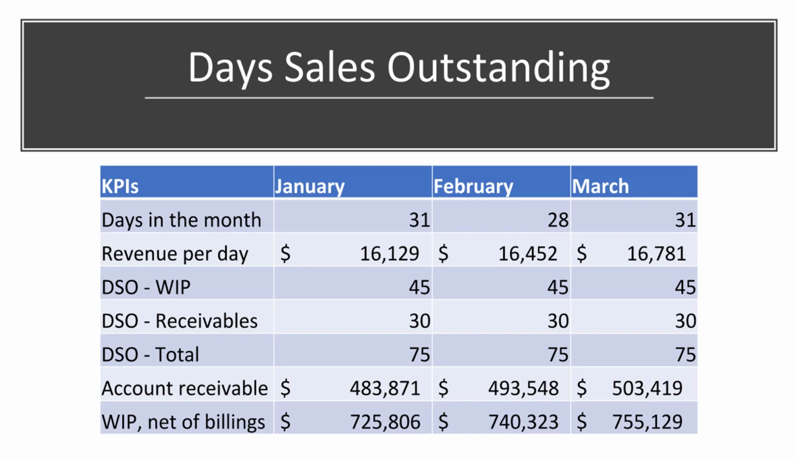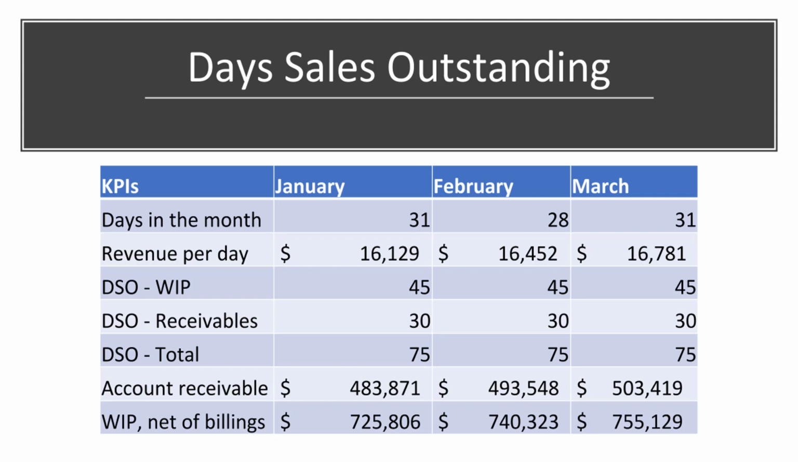The first one I'm going to talk about is days sales outstanding. Okay, with days sales outstanding, if you look at this chart here, first off, to do the calculations, I've got a line item for showing the days in the month. I've got the actual revenue that is being earned per day. That's the revenue that would be used in the calculation of earnings or EBITDA. It's on an accrual basis. And then I've got what I call DSO WIP, DSO receivables, and DSO total.